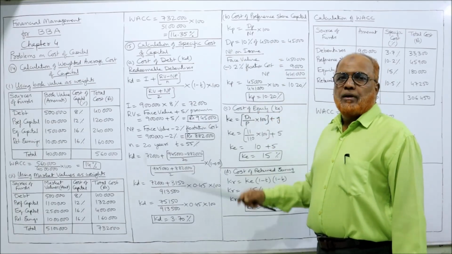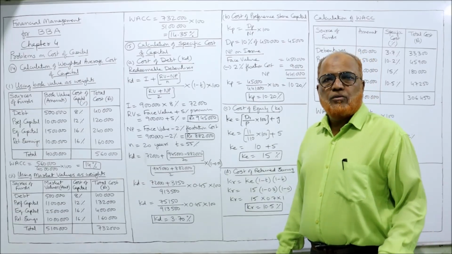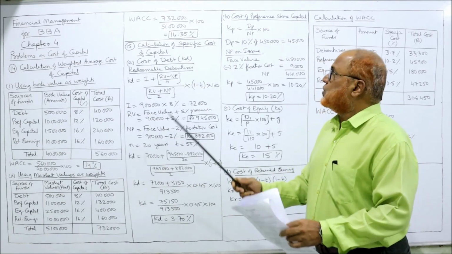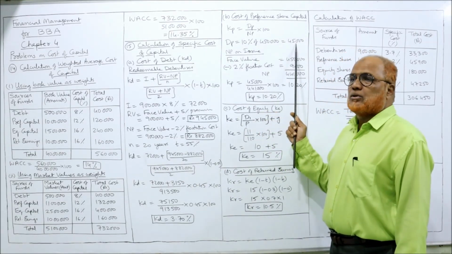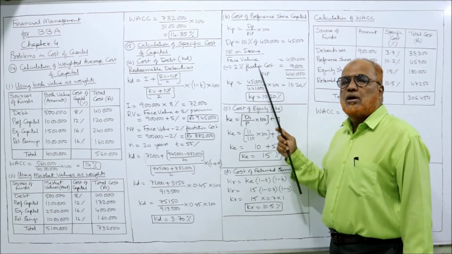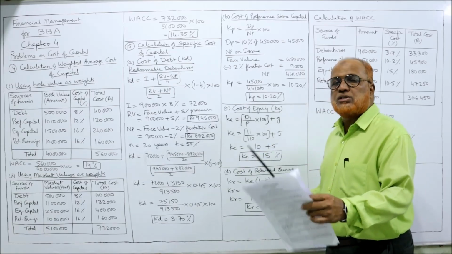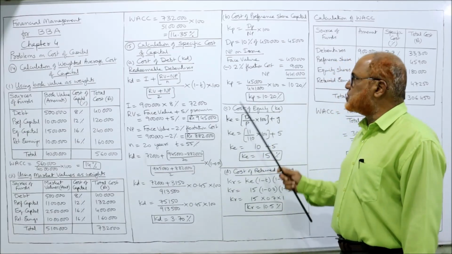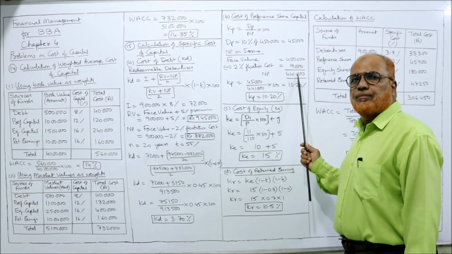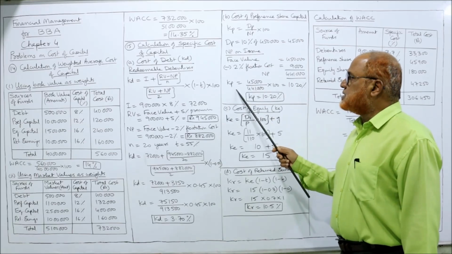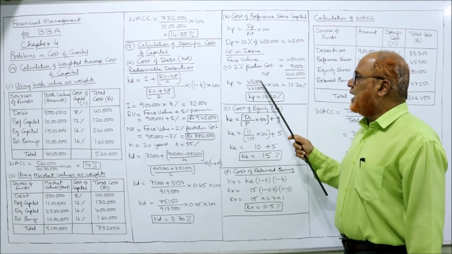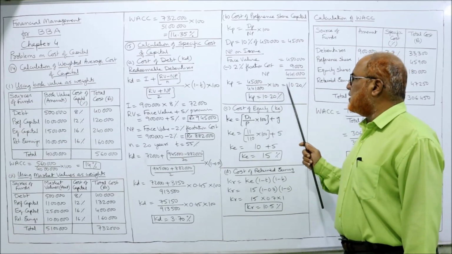So DP, preference dividend. What is the rate of preference dividend? 10%. Amount is 4,50,000. So 4,50,000 into 10%, 45,000. Net proceeds on issue. The face value is 4,50,000 minus 2% flotation cost. Subtract flotation cost. 2% of 4,50,000, 9,000, deduct, 4,41,000. Net proceeds. So KP is equal to 45,000, this is the DP, by NP 4,41,000 into 100.